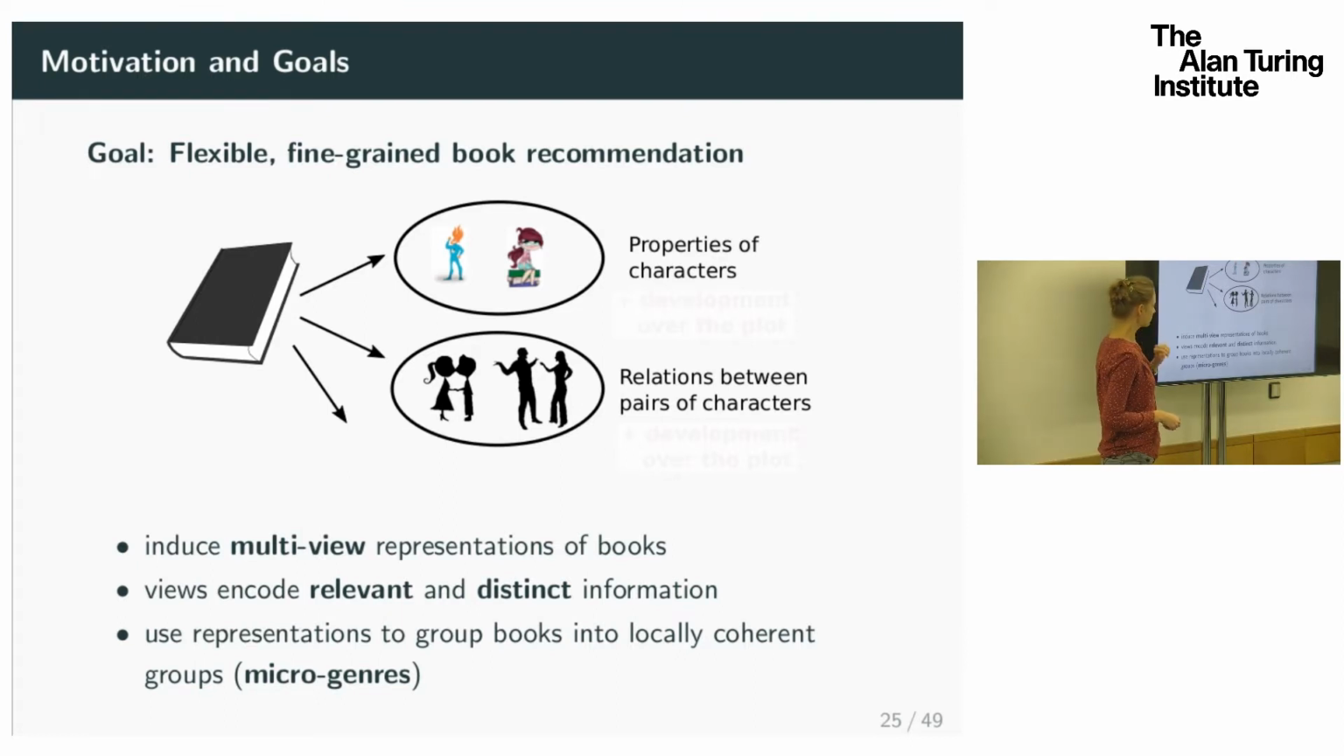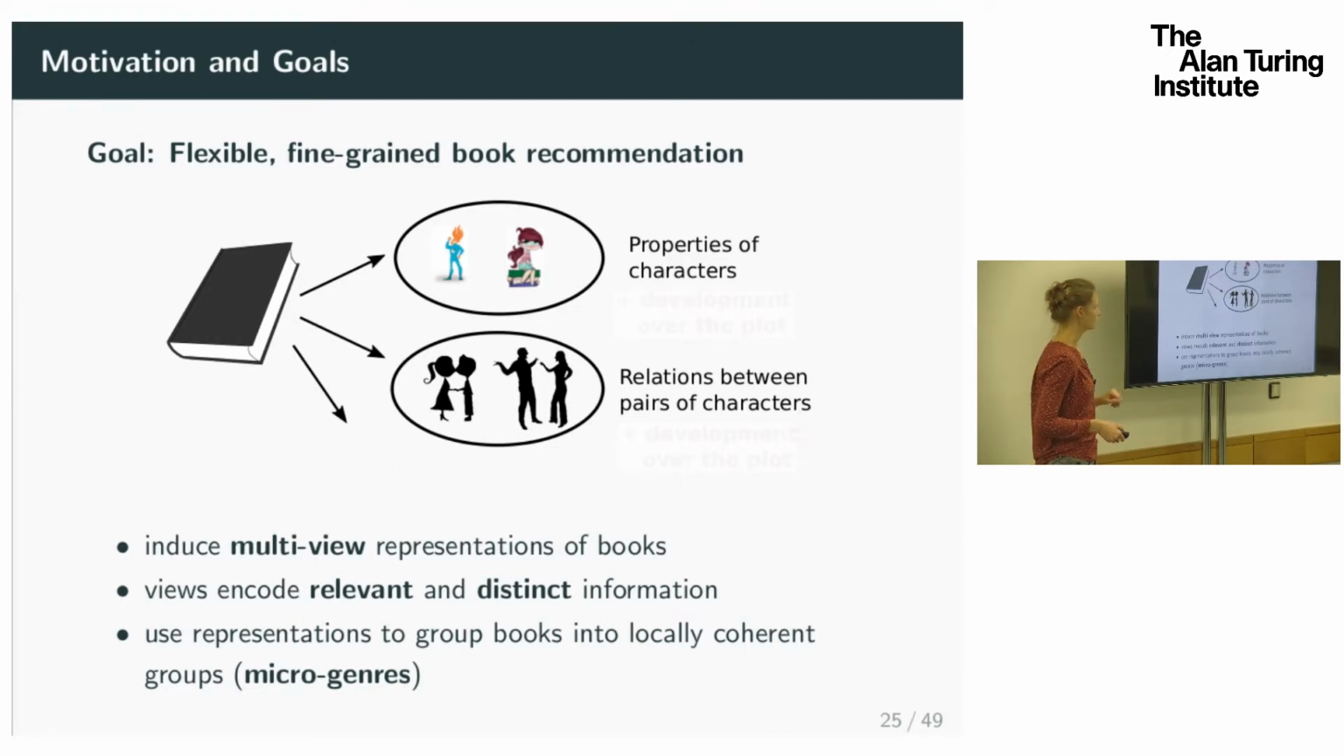So we take the raw content of a book and we induce multi-view representations of this book. And in this work in particular, we learn the properties of characters that are featured in a book. And we learn the relations between pairs of characters that are featured in the book. And for each of these, we also learn how they develop over time, over the plot of the book. We explicitly encourage these two views to be distinct from each other and to each encode relevant information. And we then use these structured multi-view representations of our books to cluster books together in model space. And we hope that these local clusters actually reflect meaningful correspondences or meaningful similarities between books.